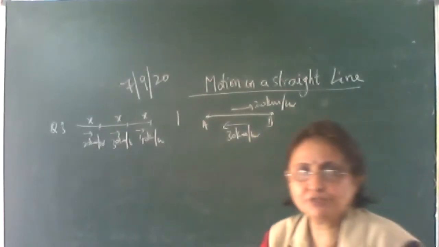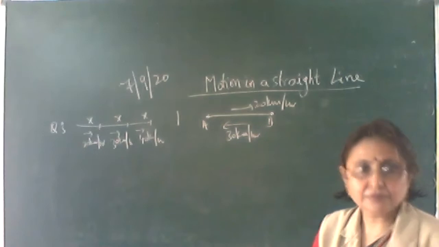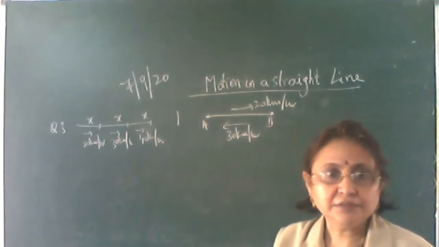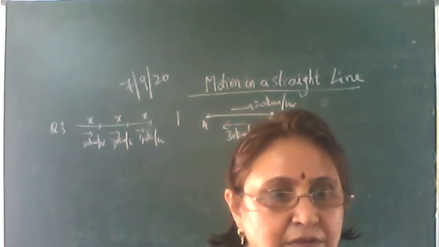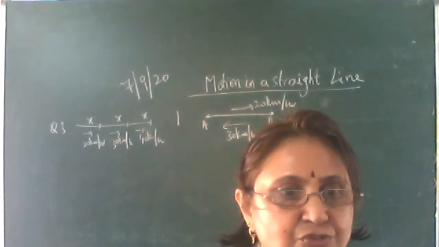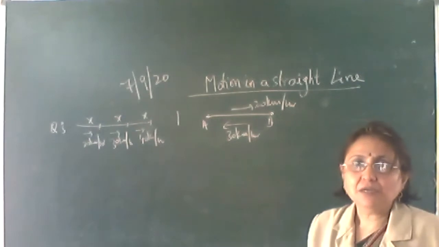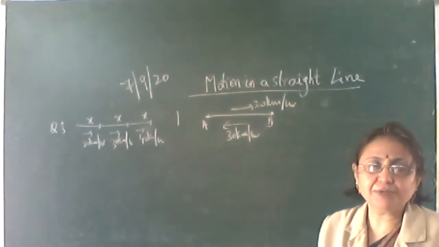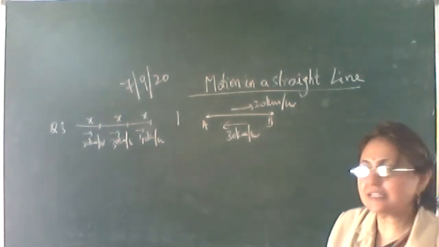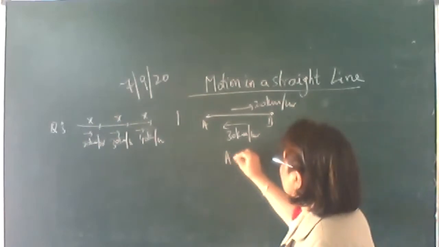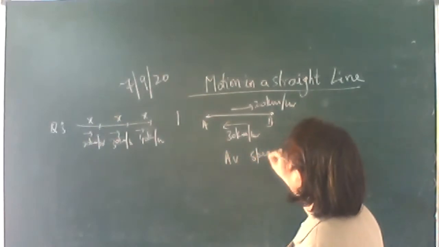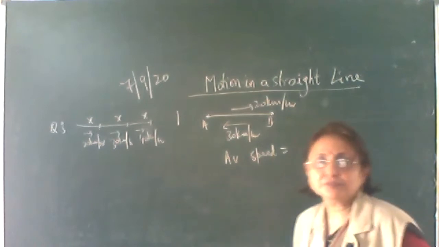Okay, the first question was: a body moves from A to B with a speed of 20 kilometers per hour and returns back with 30 kilometers per hour. You have to find its average speed. Average speed is the total distance traveled.